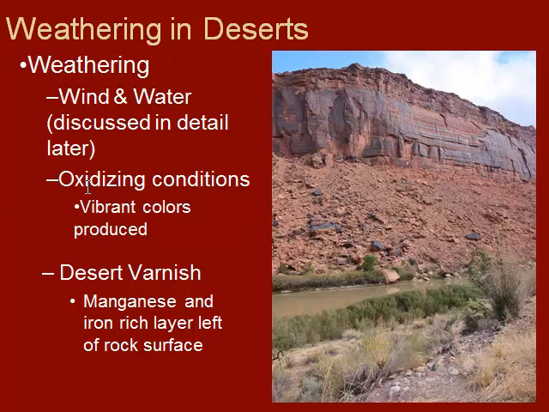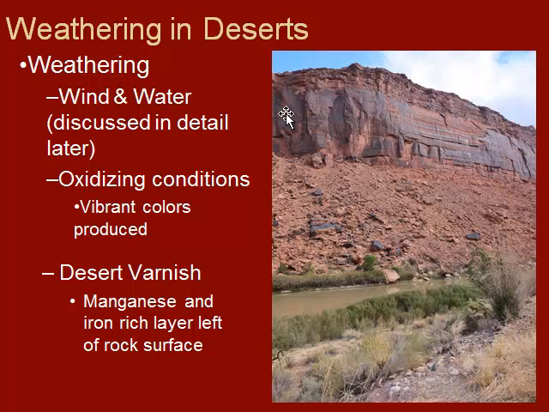And one of the main things that happens here is because there's very little water present, we don't have things like clays being created, we don't have dissolution happening, but what we do have is oxidizing conditions. And so what you can see here in this mountainside is that it's red, so you can see it's got a really nice bright color, and that's because there's oxygen present.